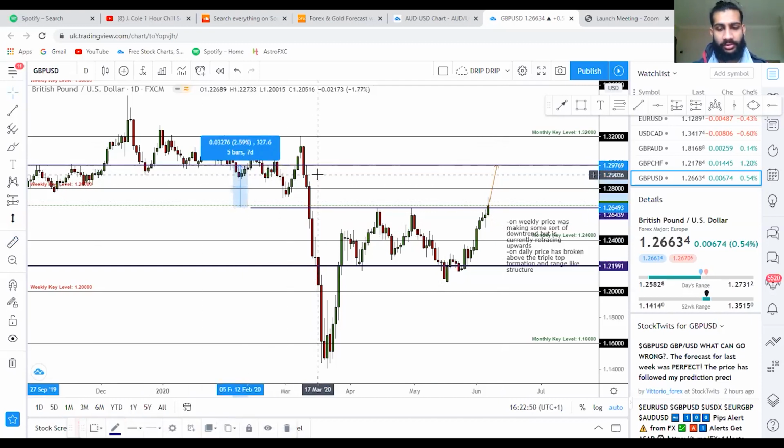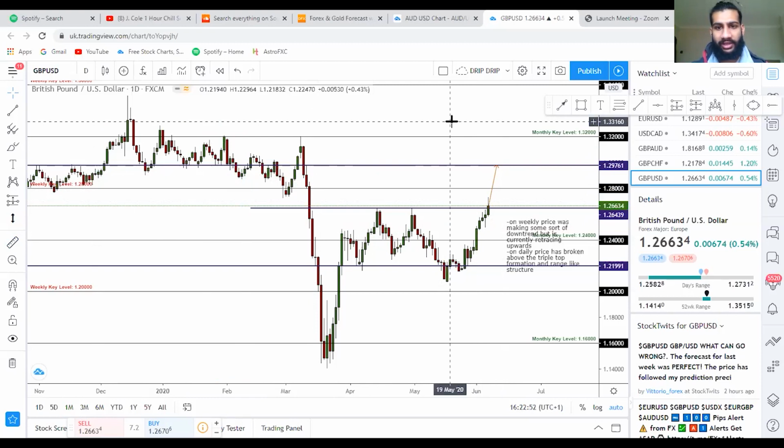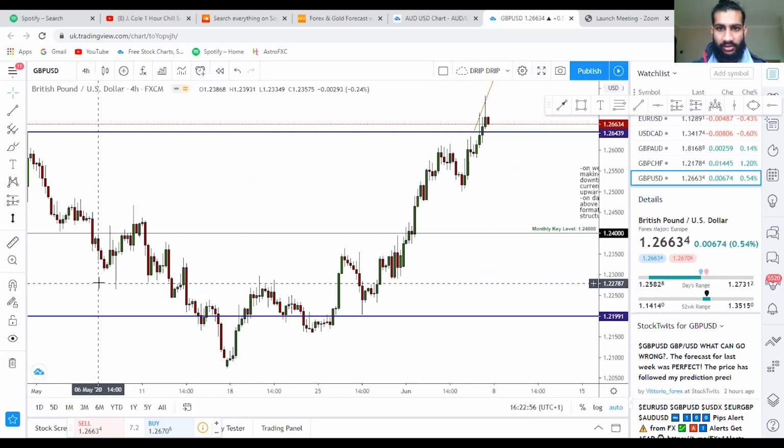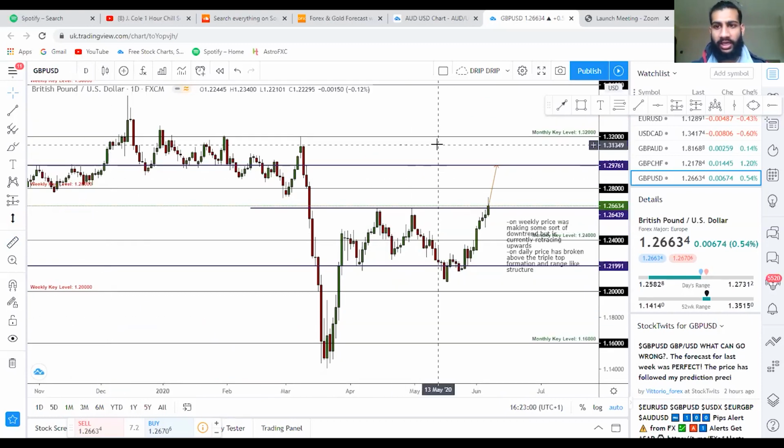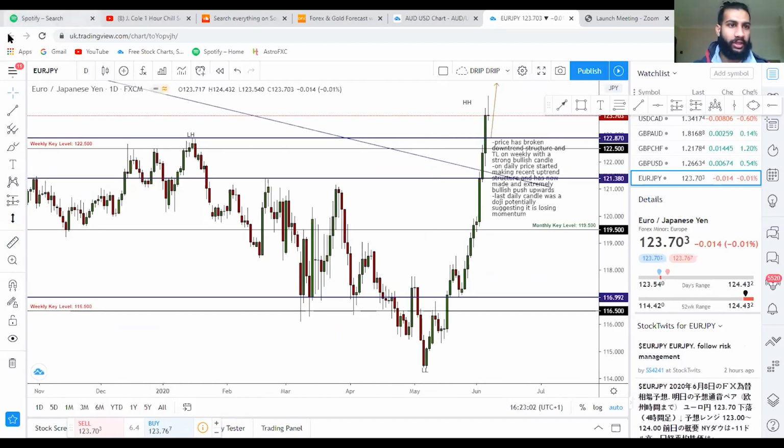Yeah, about 300 pips. So let's see how that plays out. Actually, let me check the 4 hour. Has it already retested it? No, it's not quite retested it. Okay, that's fine. So let's wait to see how that plays out before we jump into that one. There are quite a few trades lined up.